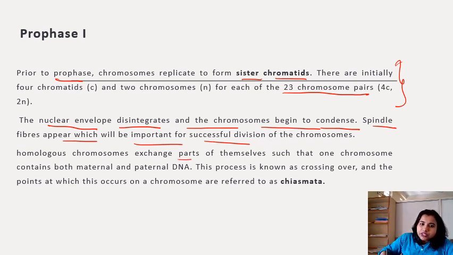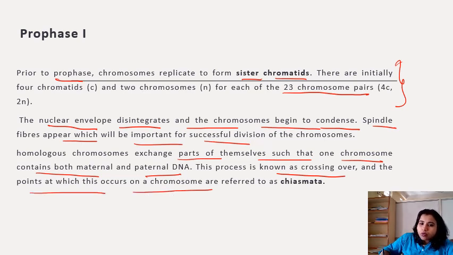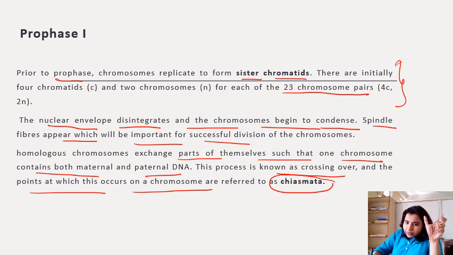Homologous chromosomes exchange parts of themselves such that one chromosome contains both maternal and paternal DNA. This process is known as crossing over, and the points at which this occurs on a chromosome are referred to as chiasmata. We will see this in upcoming slides. From this slide, what you need to understand are the changes taking place in prophase 1.